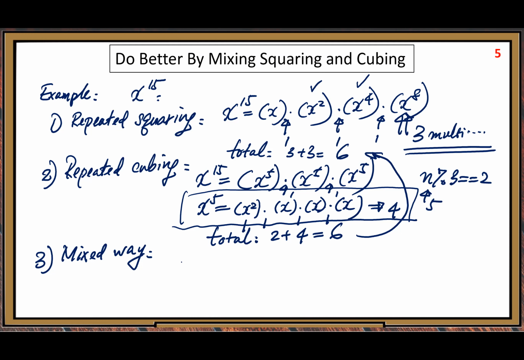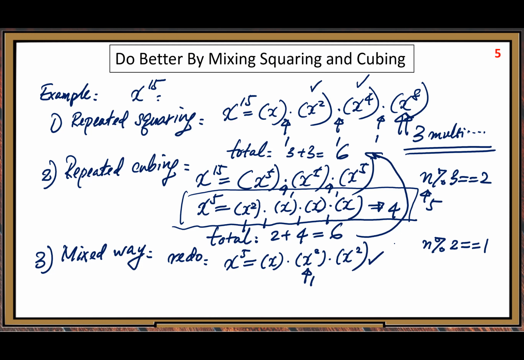All right, now let's redo that x to the 5th. But when we redo x to the 5th, we use the repeated squaring way, because n mod 2 has remainder 1, right? Recall that recursion implementation in the previous slide. So we should write x squared, this way, one multiplication, right? And this one is reused, we do not need to redo it.